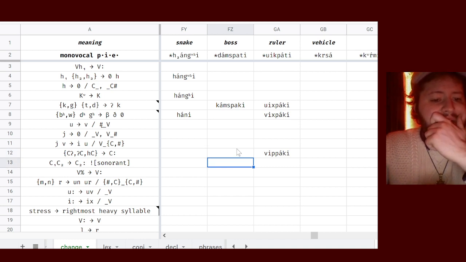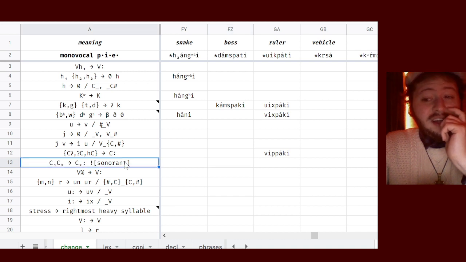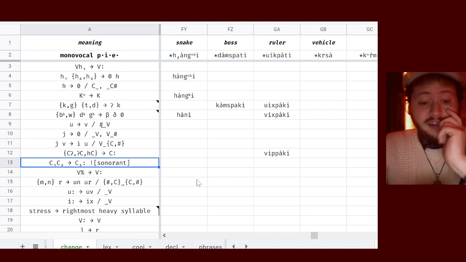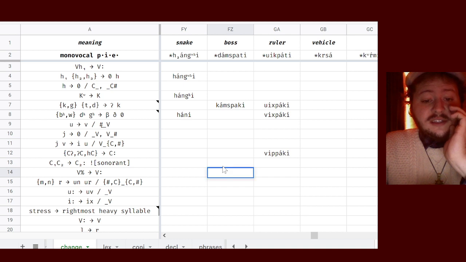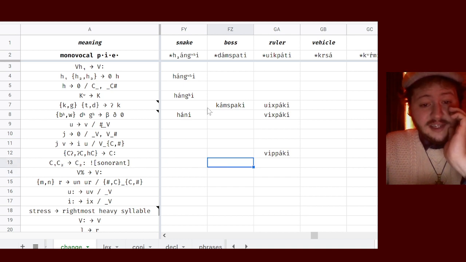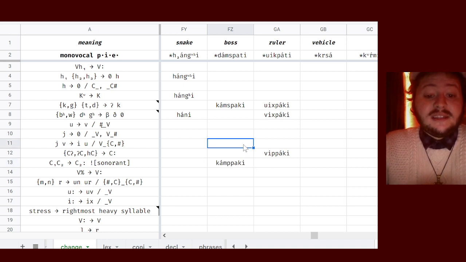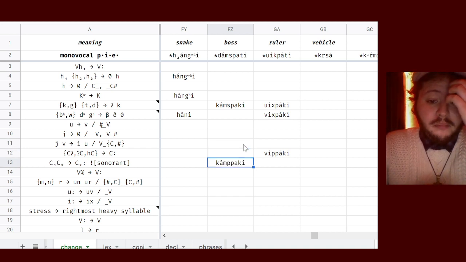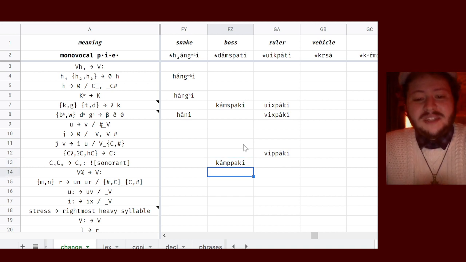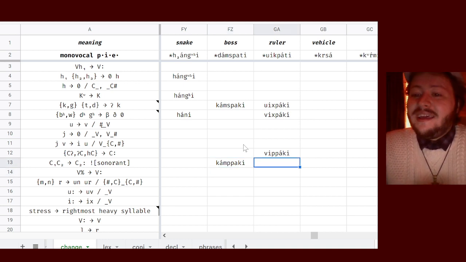Let's see. Two consonants adjacent to each other that are not sonorant, so not an N or an M or an R or an L or anything like that, those two consonants will become the second consonant. And that's going to apply to kamspaki. That S and P, neither of those are sonorant. So this is actually just going to become two P's as well. This is going to be kampaki. Double P here. Kampaki.